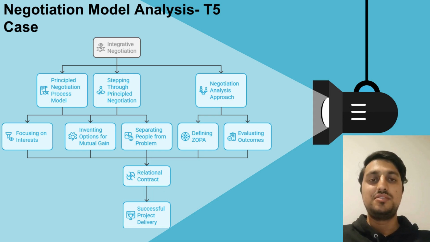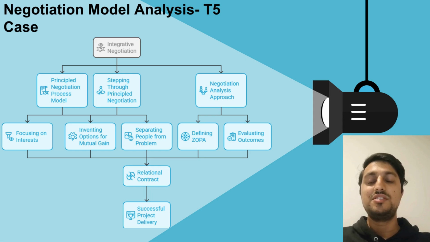As we can see various traces of the principled negotiation process model and stepping through principled negotiation, we're focusing on interests, not on positions. And besides that, we're focusing on issues, not on people. And we're also inventing options, various options for mutual gain.